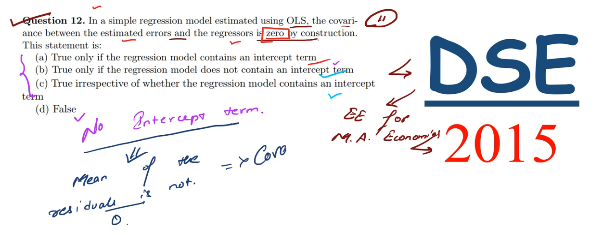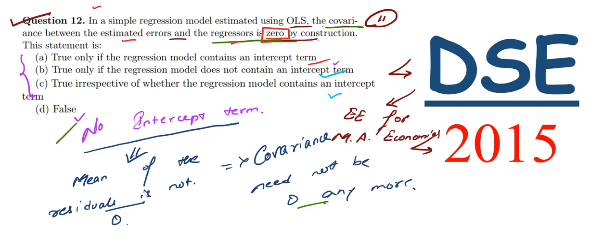So the covariance need not be 0 anymore. But this condition is violating our question, because we have been given that the covariance between the estimated error and the regressors is 0. So this condition is violating, hence the no intercept assumption was wrong. We need the regression model to contain an intercept term so that the covariance is 0. Hence option A is the correct answer to this question.